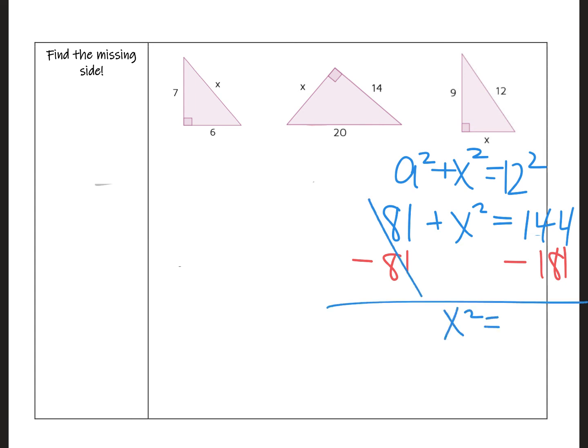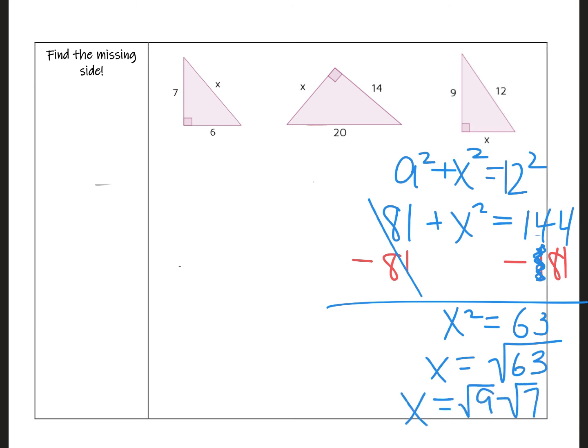So we have that x squared is going to equal, oops, I have an extra 1 in there. Just 81, not 181. So we have 63, and then we want to take the square root of both sides. So we have the square root of 63, and think about what perfect square can go into 63, and that's 9. So we have radical 9 and radical 7. And then finally, 3 radical 7 will be our answer.